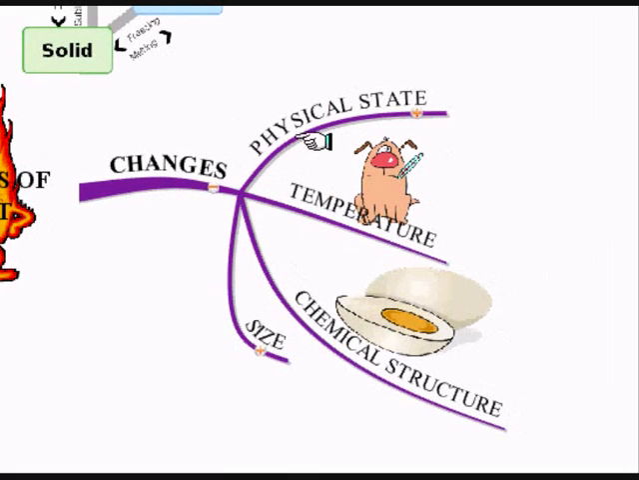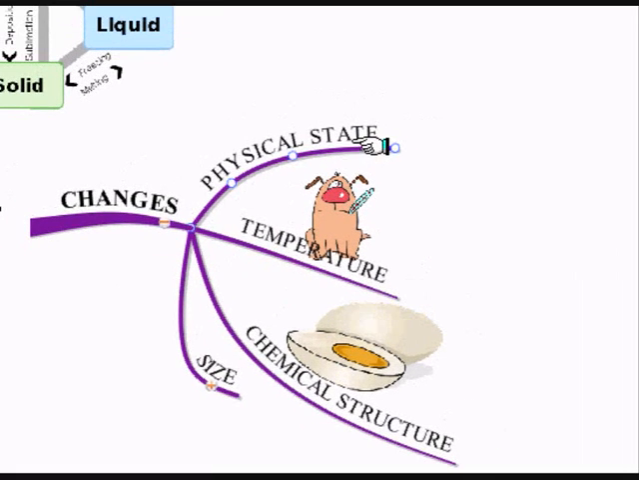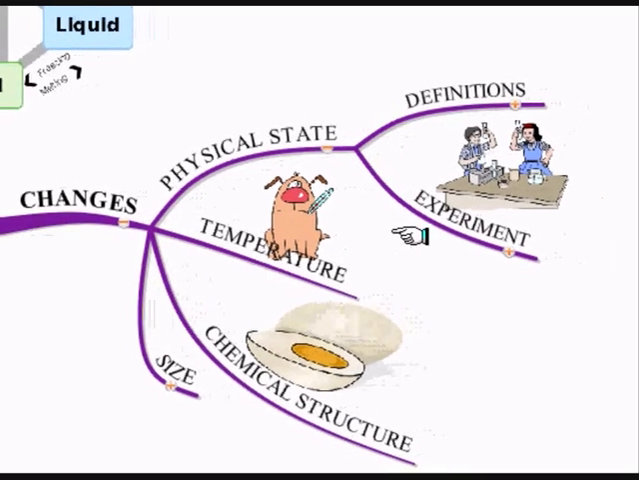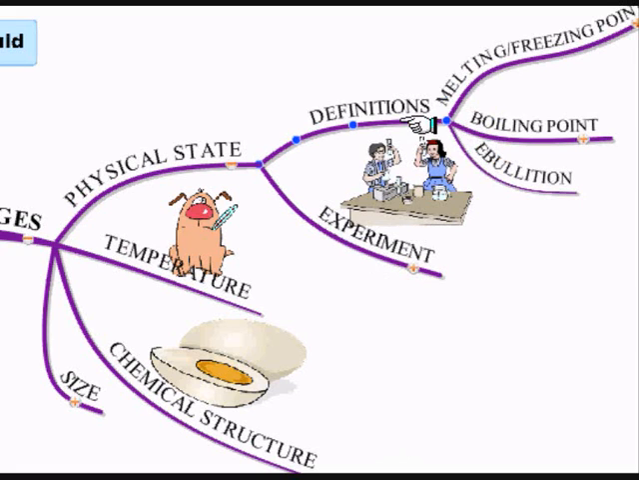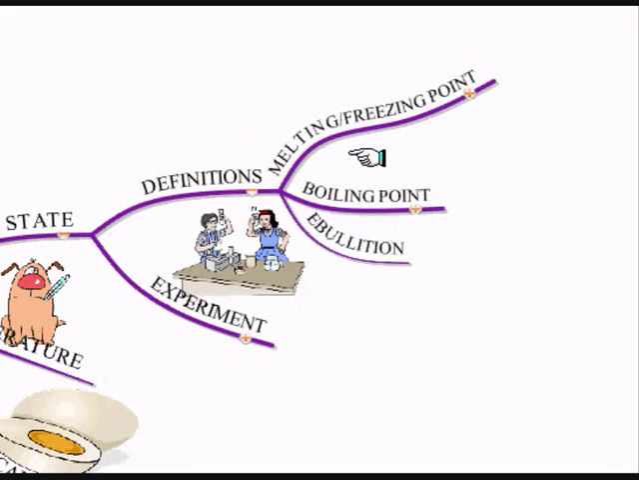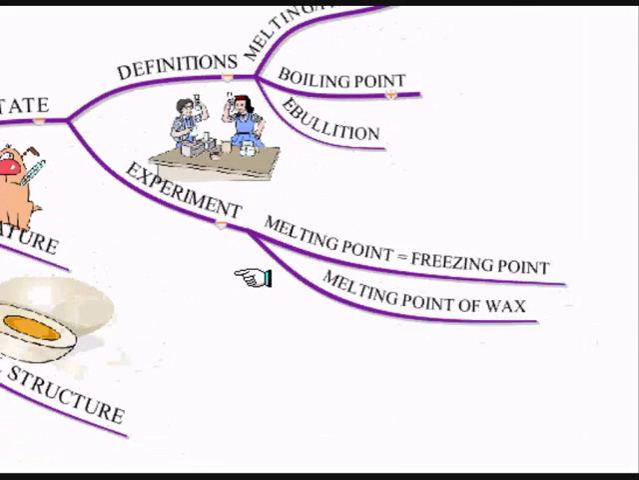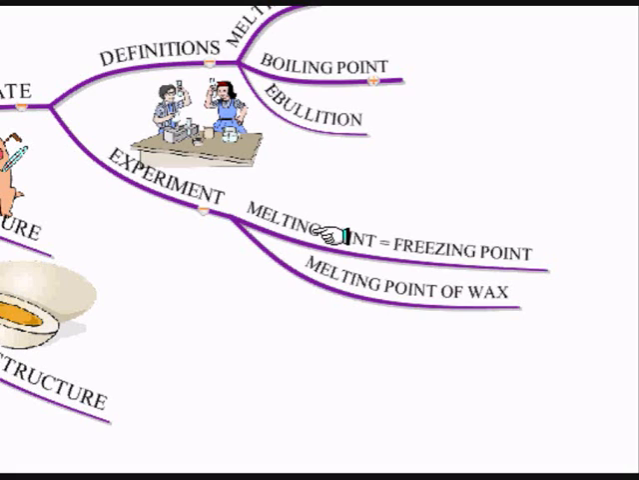In this lesson you will be learning about these changes in detail, and when we look at the changes in physical state, you will learn some definitions and some experiments. What are the definitions you will learn? You will learn about the definition of melting or freezing point, boiling point, and what is ebullition. Then you will learn an experiment which will demonstrate that melting point is the same as freezing point for any given substance. And using that same experiment, you can also find out or measure the melting point of wax.